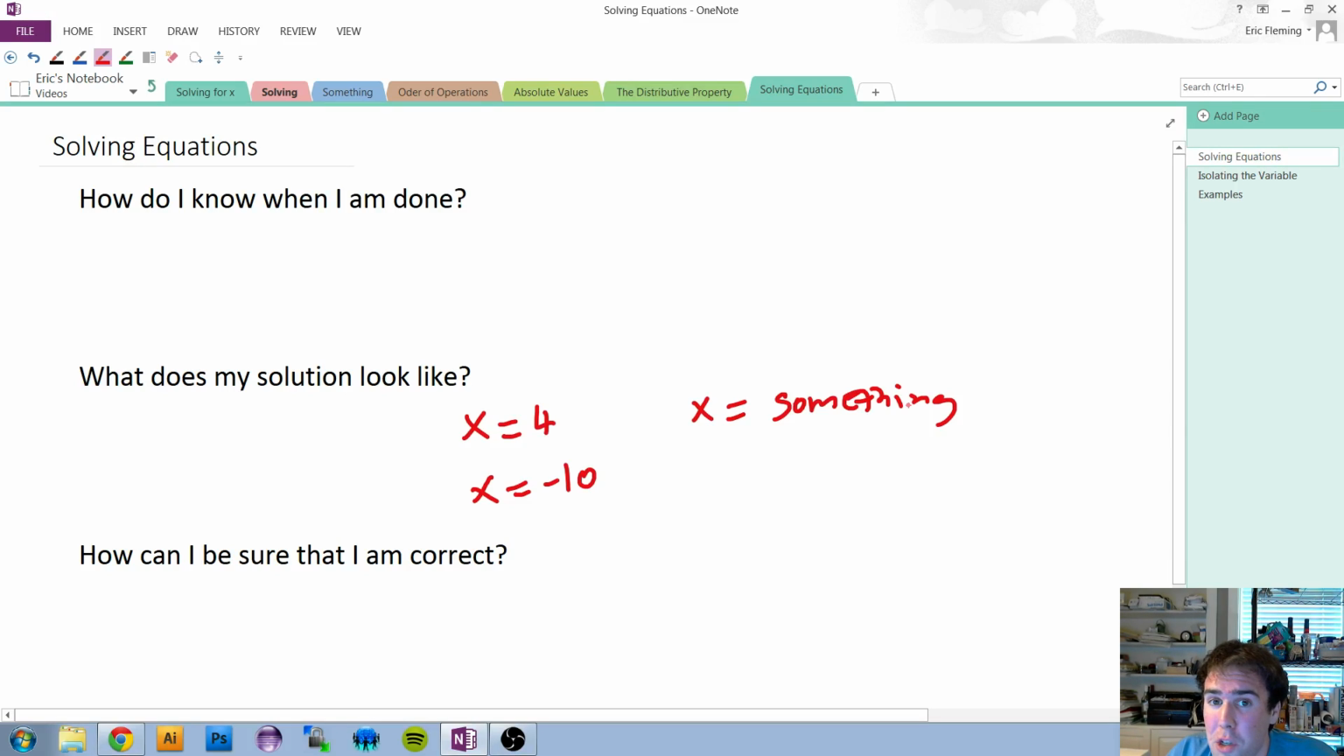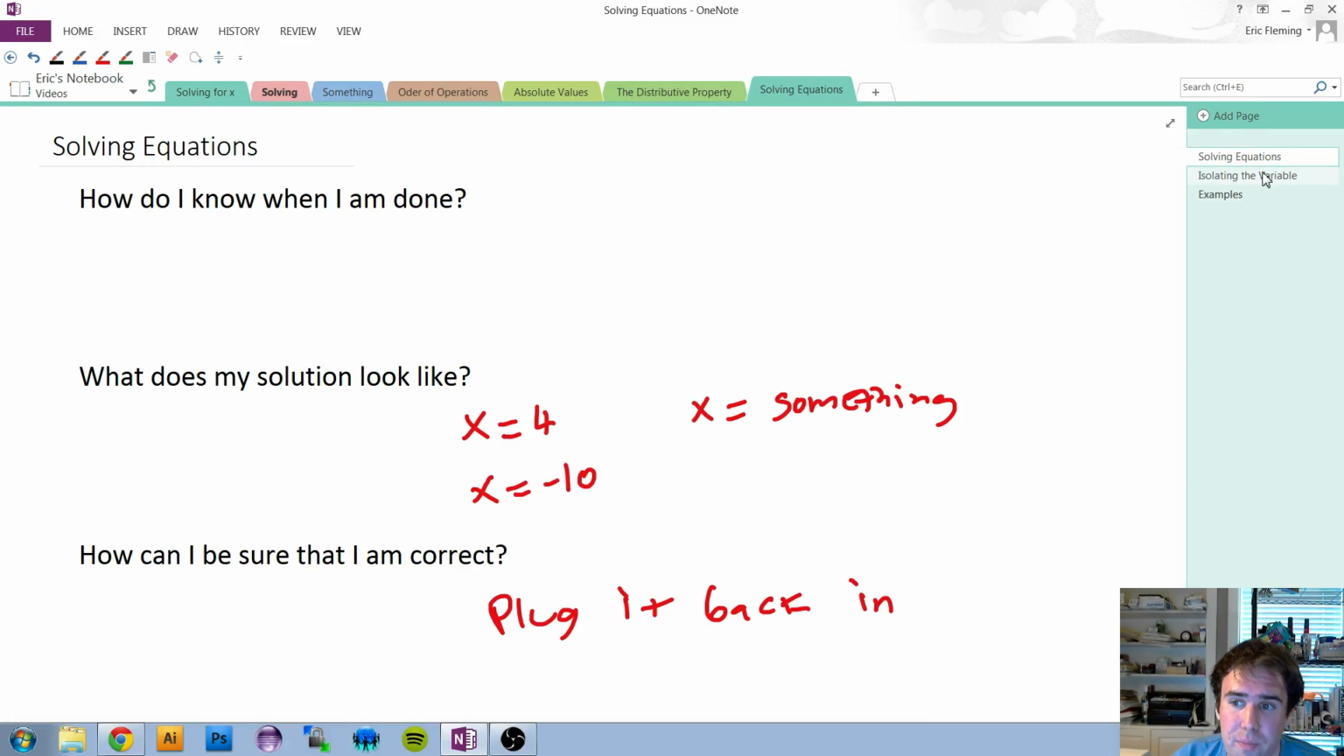How can I even be sure that my answer is correct? We talked about this last chapter. What you would do is you would plug it back in. Plug it back in. So in just a moment we're going to try out some very basic equations and we're going to see what our general principle is for solving these.